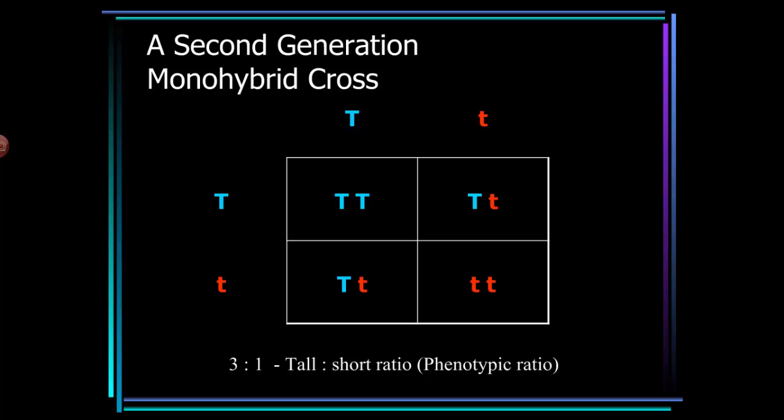If one parent gives a lowercase and the other one gives a capital, one gives the short gene, one gives the tall gene, you'll still have tall plants, but they'll be hybrids. And finally, if both parents give the short gene, the lowercase t, then you'll get a short plant. And if you look at the ratio, it's 3 times as many possible tall plants as short plants. That's the 3-to-1 ratio, the phenotypic ratio that Mendel found.